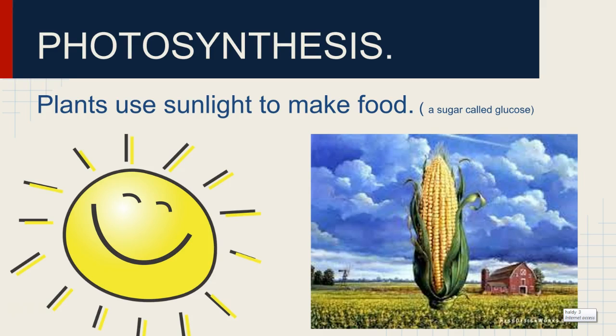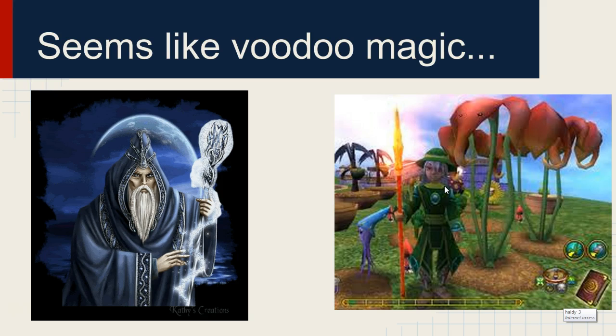The basic version, at its most simple level: photosynthesis is plants using sunlight to make food, and that food specifically is a sugar called glucose. Okay, so plants use the energy in the sun to make food. Seems like voodoo magic, but it's not. It's science.